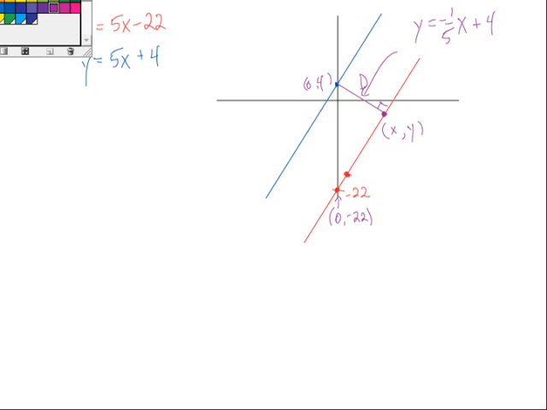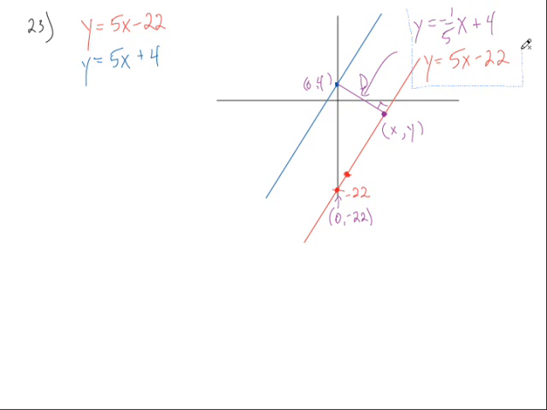Well, let's write down the equation of the red one. Well, we already know the equation of the red one. We started off knowing it. What is it? 5x minus 22. Now look what I have. I've got these two equations right here, and guess what I'm going to do with those? Set them equal to each other. Now this is equal to y, and this is equal to y.